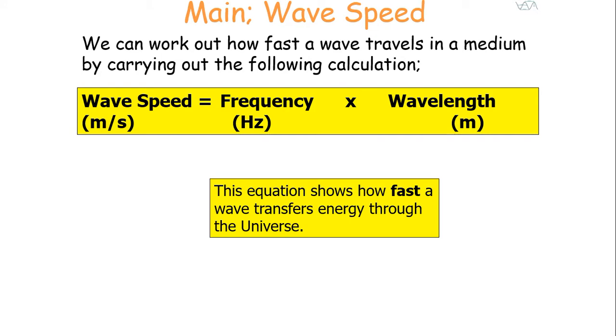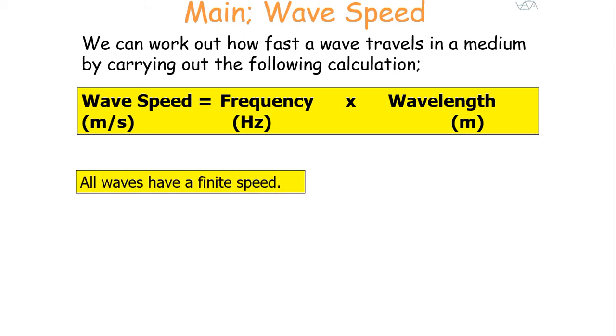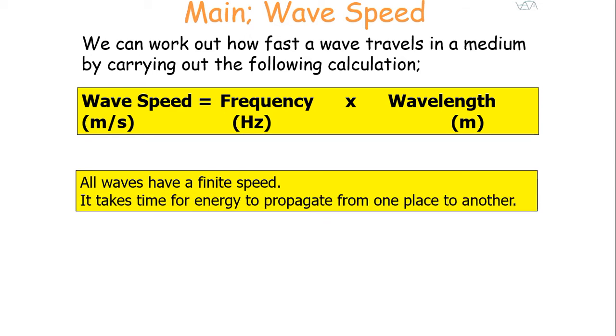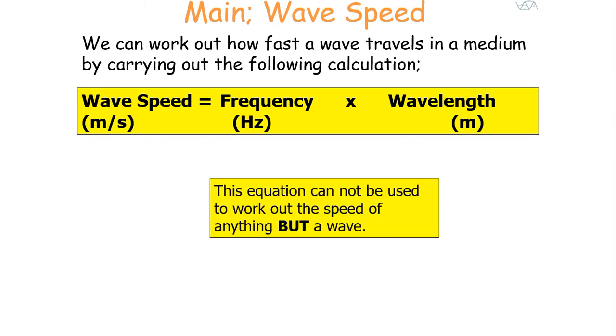This equation shows how fast a wave transfers energy through the universe, or you also could consider it the distance travelled by each wave every second through a medium. Now all waves, whether they are mechanical, electromagnetic, transverse or longitudinal, have a finite speed. It takes time for energy to propagate from one place to another in our universe. Now in many waves such as light, this time is not perceivable to human senses, but it is present. Energy transfer is never instantaneous in our universe.